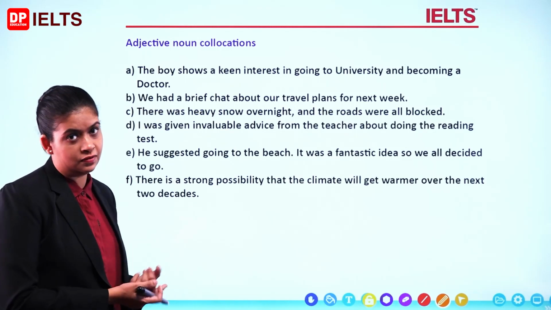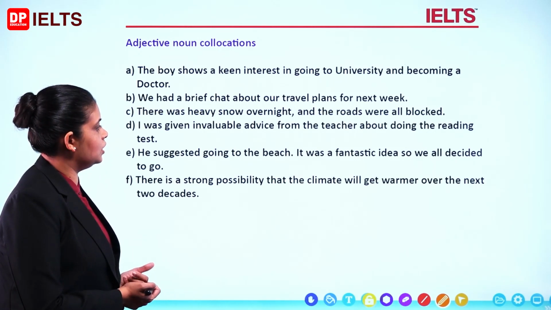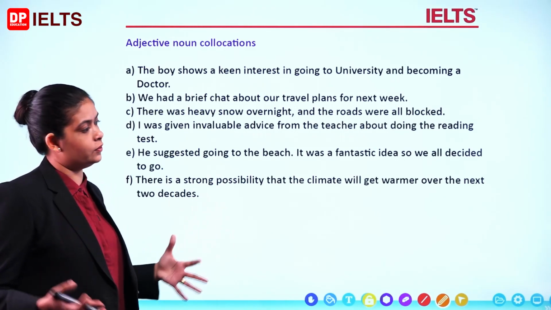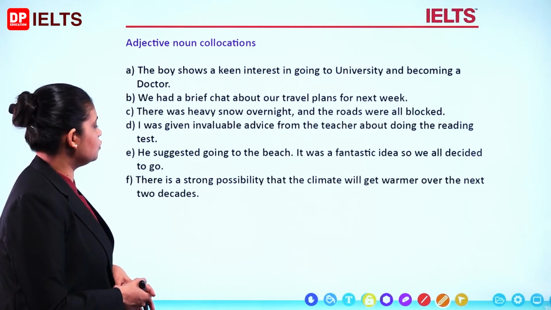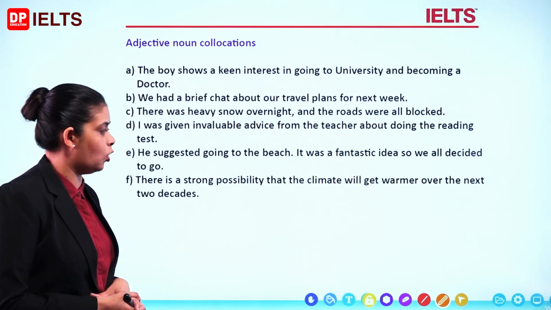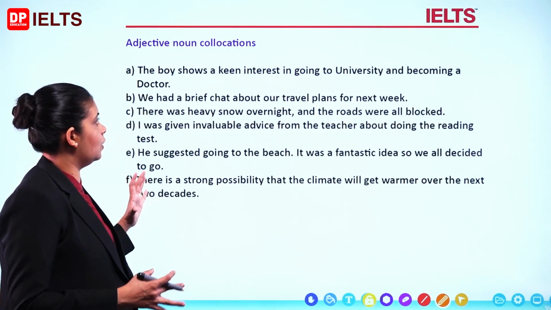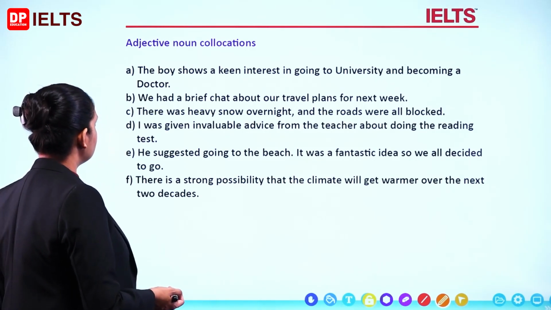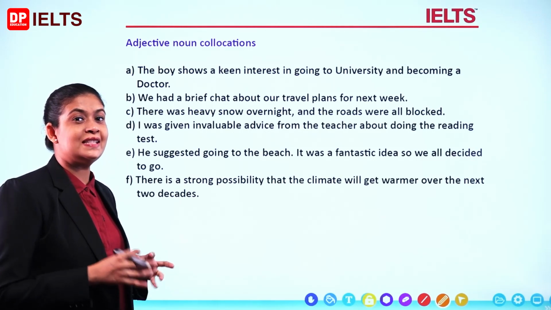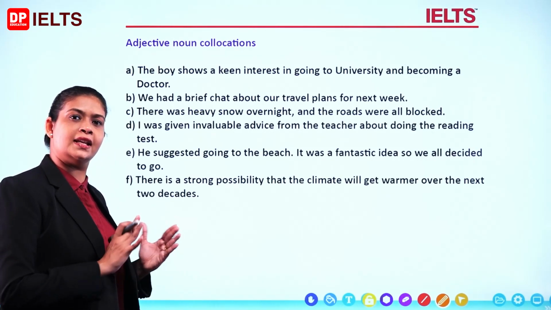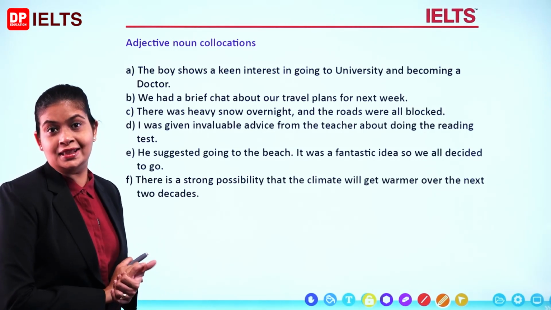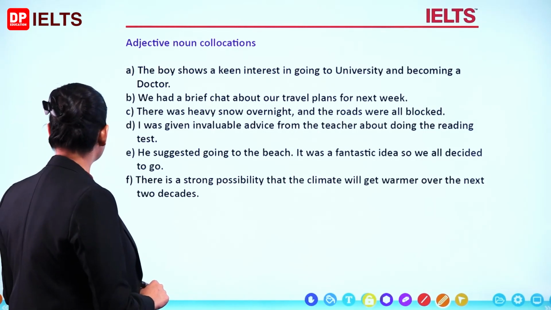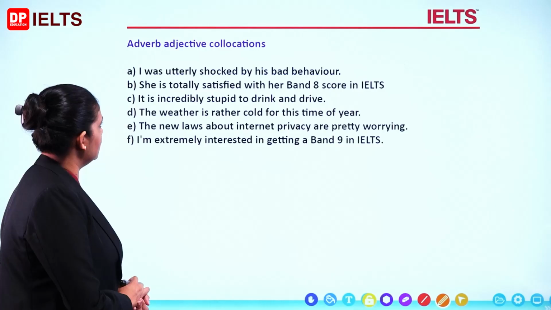Okay, so think about it. He suggested going to the beach. It was a fantastic idea, so we all decided to go. Fantastic idea. Think about it again. There is a strong possibility that the climate will get warmer over the next two decades. Again, think about what could be the adjective, what could be the noun there. So I've taught you a bit of it, which means now you have a basic understanding. These words go together, and words that go together are called collocations. Then we have adverb-adjective collocations.